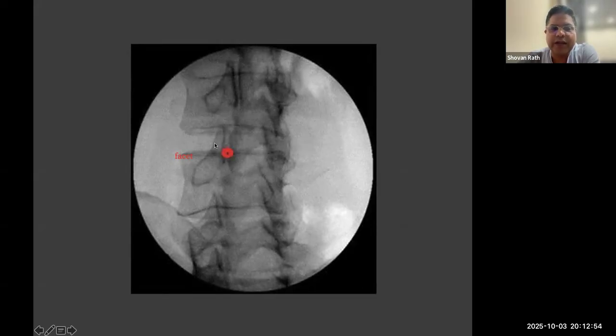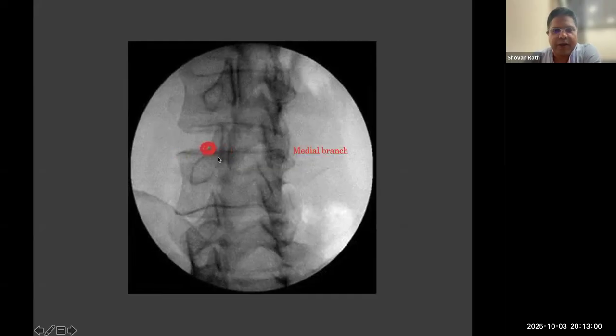Whenever we are doing an intra-articular facet joint injection, this is the point if you want to enter into the facet joint. For the median branch block, ideally the median branch curves around the junction of the pedicle and the superior articular process. So this is the target point if you want to touch the median branch, if you want to go for a radiofrequency ablation.